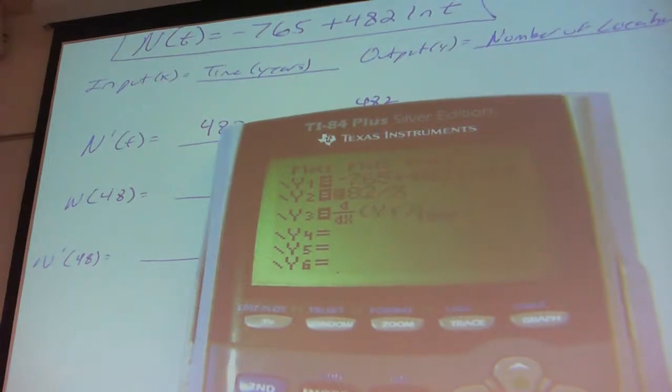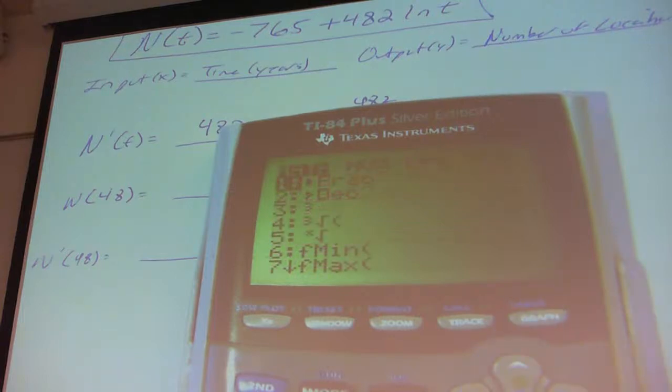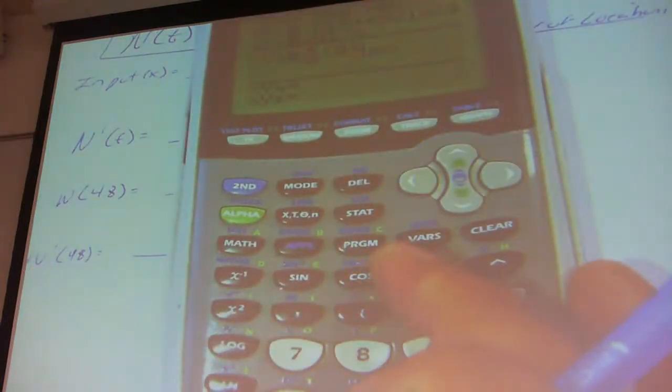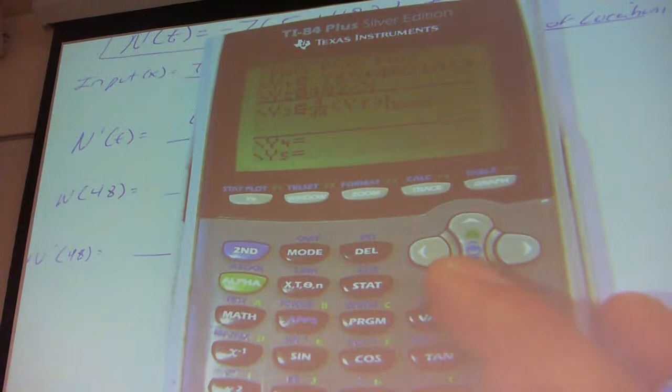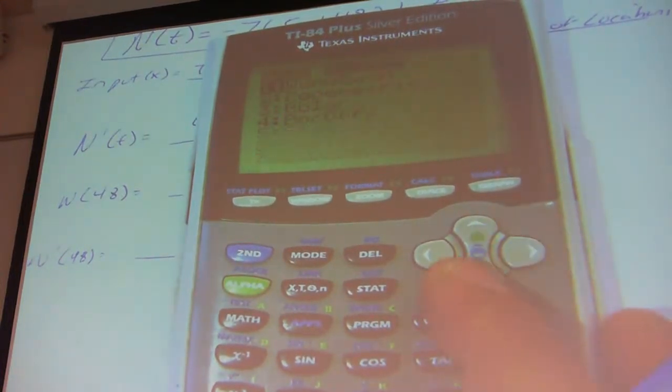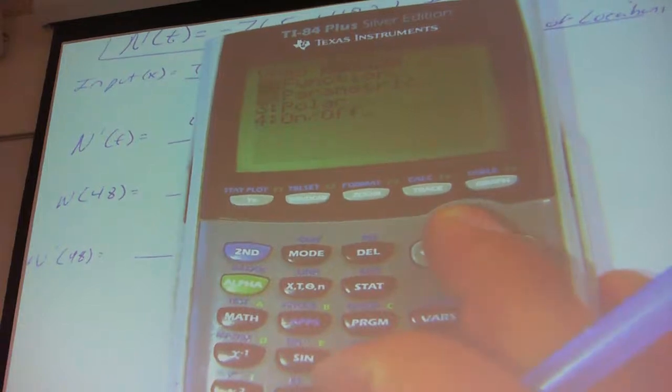It's y1, it's y3. Okay, so how do I type in y3? Let's do y3 now. y3 is math 8. X goes here. Here is y1. To do y1, it's vars to the right for y vars, number 1 for function, y1, and then x in the end. Okay, practice, practice, practice.